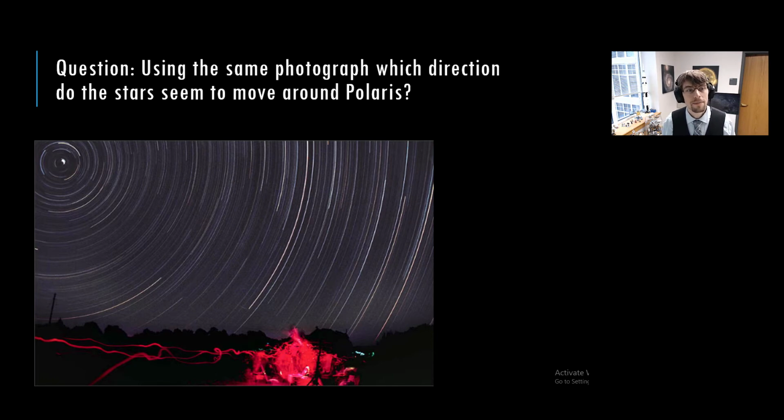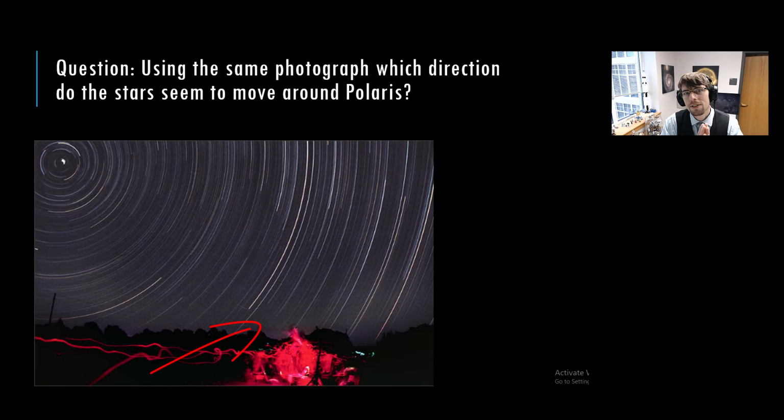Next question. Okay. Same photograph. Which direction do the stars appear to move? Yeah, you got it? Don't forget, you know which way is east, right? You're essentially facing northeast in this photograph. East is over here. Let me ask you this.